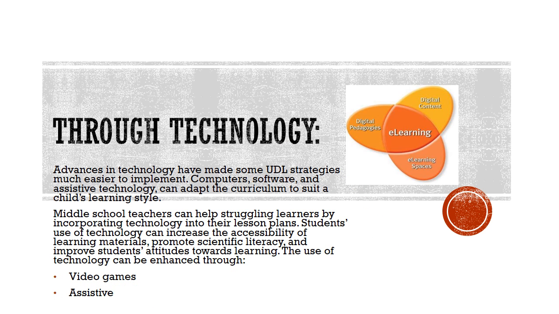Through technology. Advances in technology have made some UDL strategies much easier to implement. Computers, software, and assistive technology can adapt the curriculum to suit a child's learning style. Middle school teachers can help struggling learners by incorporating technology into their lesson plans. Students' use of technology can increase the accessibility of learning materials, promote scientific literacy, and improve students' attitudes towards learning. The use of technology can be enhanced through video games and assistive technology.